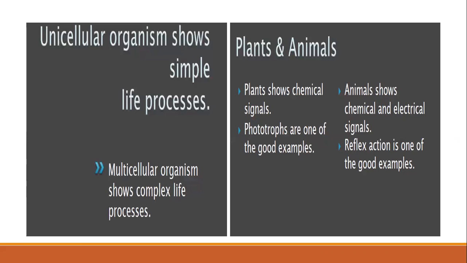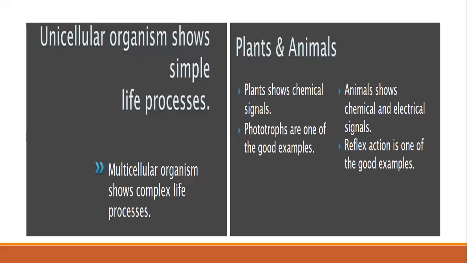In plants as well as in animals, there are certain chemical and electrical signals which pass on throughout the body. In case of plants, there is phototropism. This phototropic nature is one of the good examples for the transmission of chemical signals. In photosynthesis, many biochemical reactions take place, and this is how the chemical signals pass on in plants.